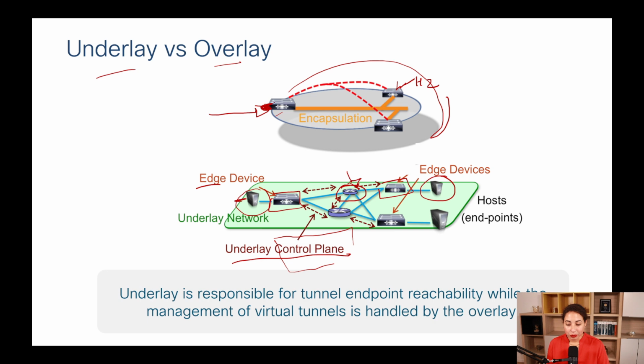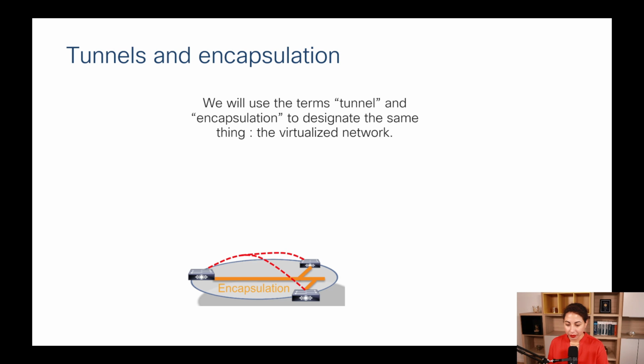This is why before sending any frame, the edge devices need absolutely, this is mandatory, to encapsulate the frame before sending it. And when we say encapsulating the frame, this is also what we call tunnels, really. So there are multiple terms to designate the same thing, and let's check them in the next slide before we erase everything. So we will use the term tunnel and encapsulation to designate really the same thing. It is the virtualization network.